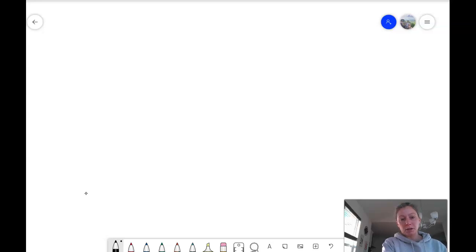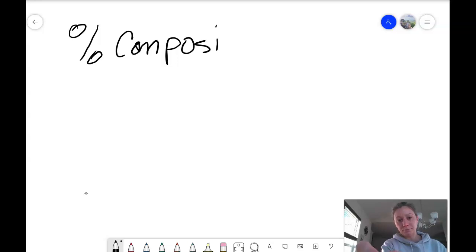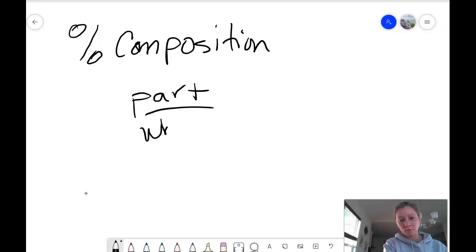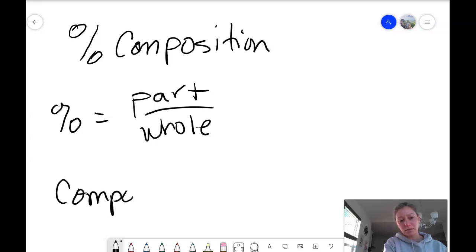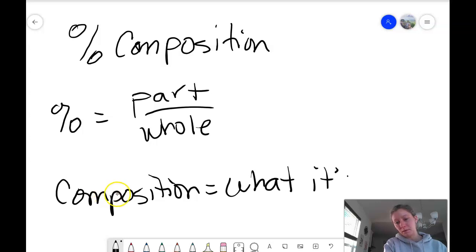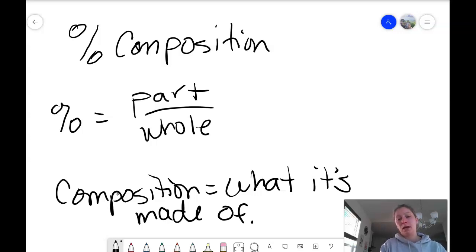So percent composition is exactly how it sounds. A percent is a part out of a whole, and a composition is something like what it's made of. So in chemistry, we might take a particular molecule or ionic compound and look at what is the composition and what is the percent of that. So what are the parts making up the whole?